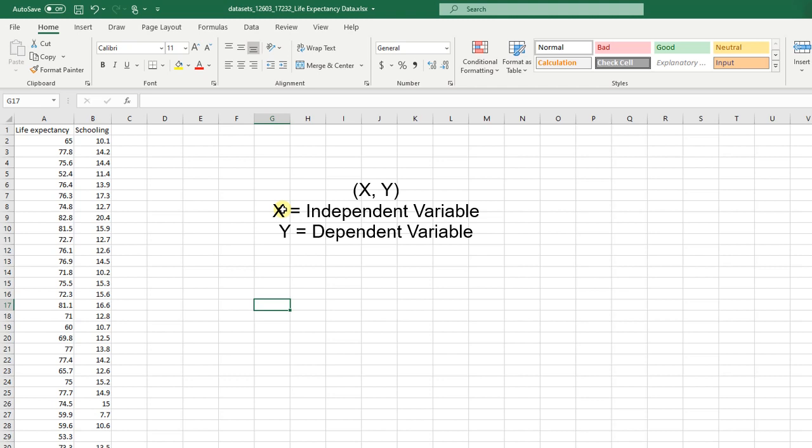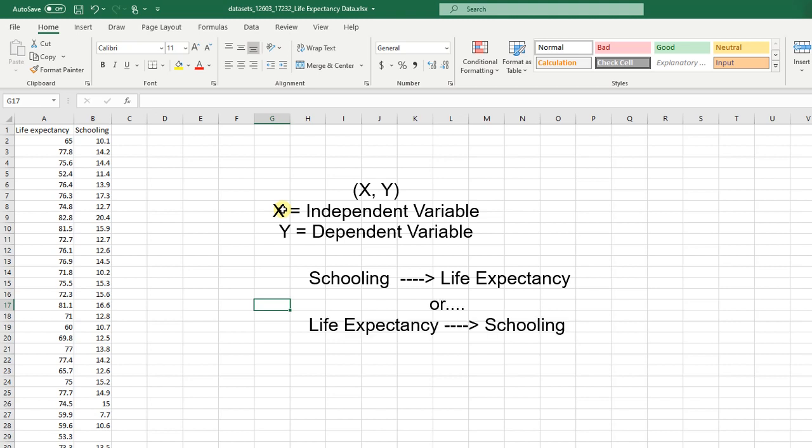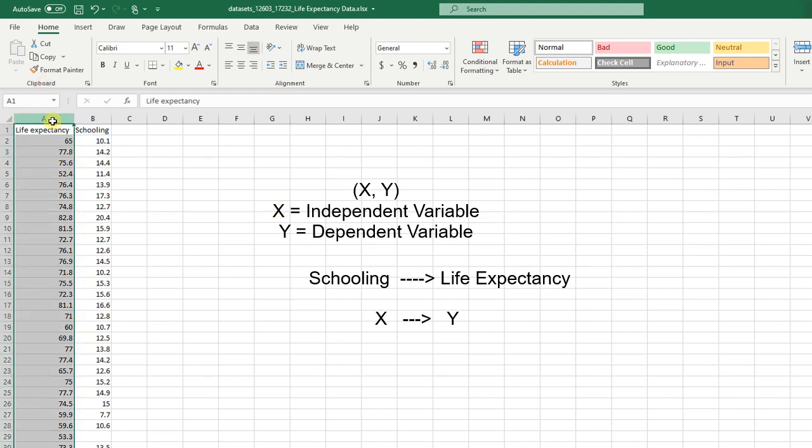And if we're thinking about this data, what should be X and what should be Y? Okay, does schooling predict life expectancy or life expectancy predicts schooling? Well, it should be that schooling, the number of years of school you have, would tell us something about your life expectancy. So because schooling is the independent variable, it should be X. And life expectancy, the dependent variable, should be Y. So I'm going to go ahead and reorder this data.